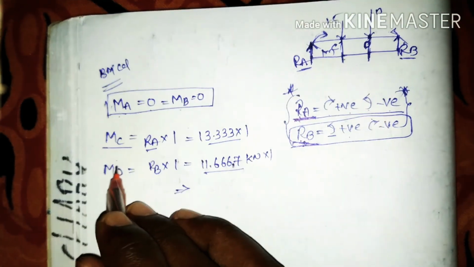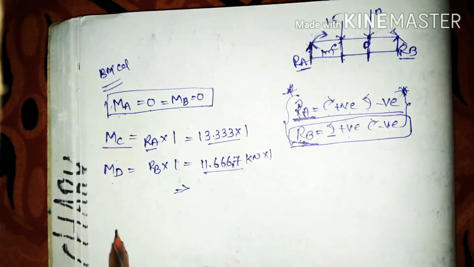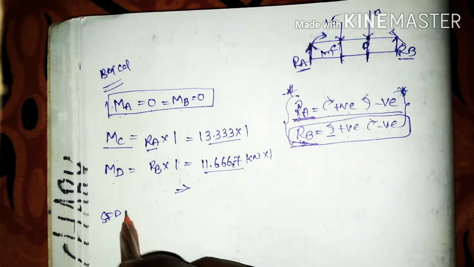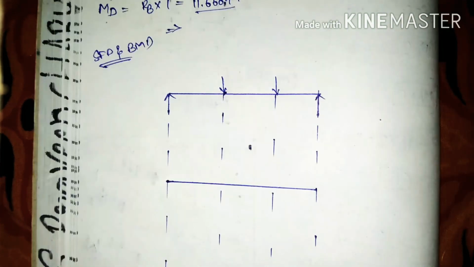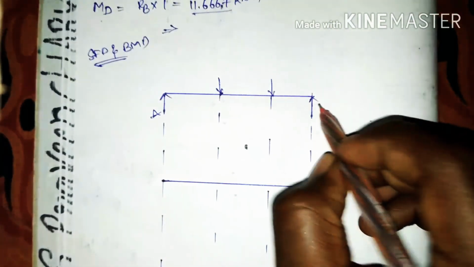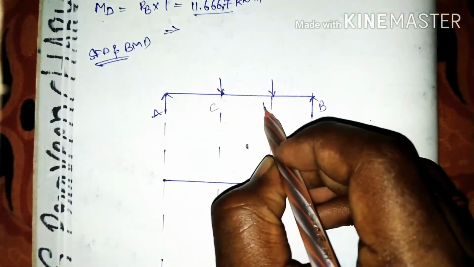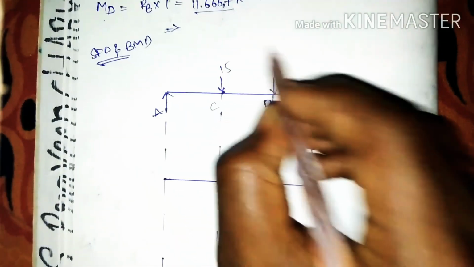Here the moment about C is equal to 13.33 and the moment about D is equal to 11.667. From these values of shear force and bending moment, we are going to draw the shear force diagram and bending moment diagram. A, B, C and D. This is 15 and this is 10.